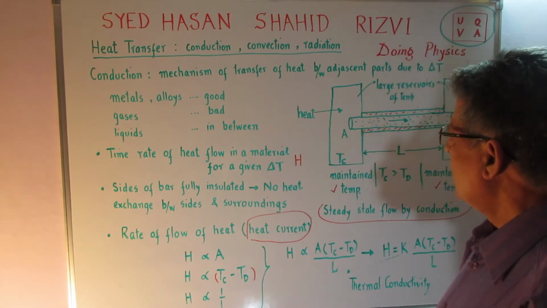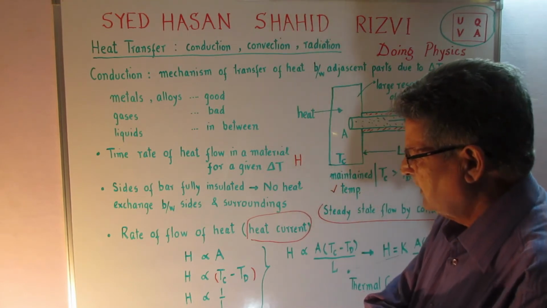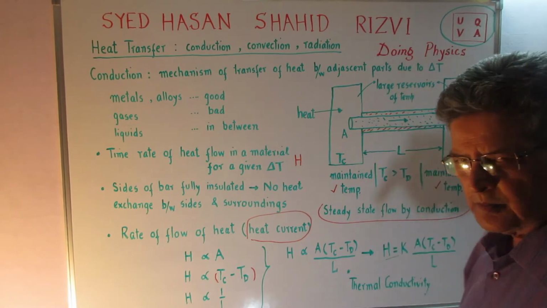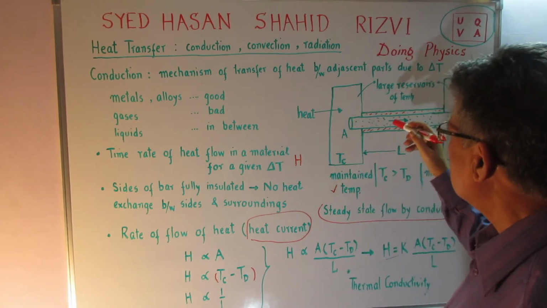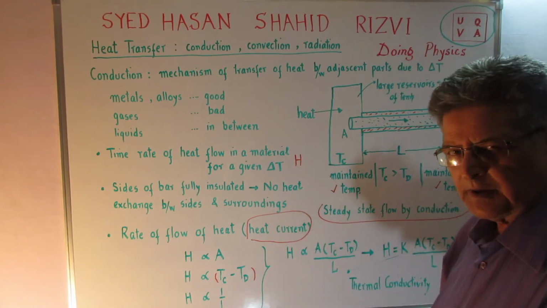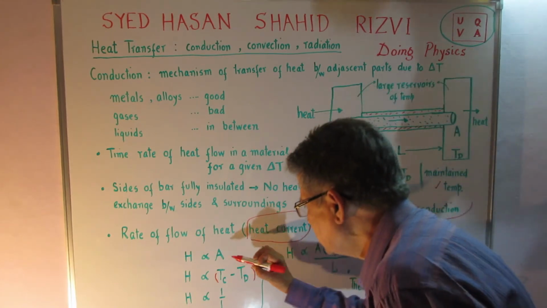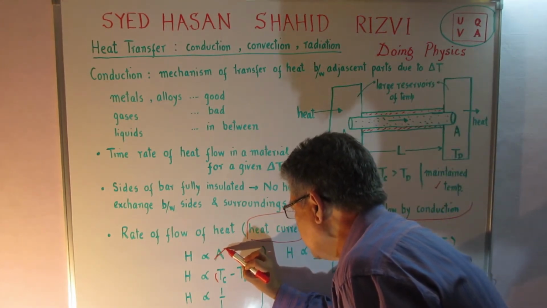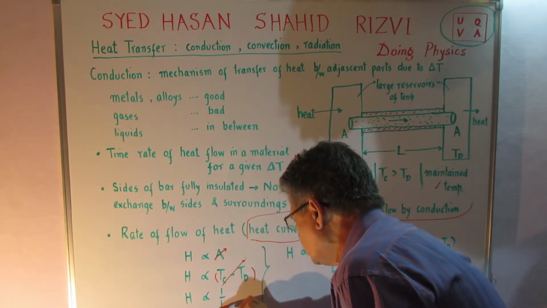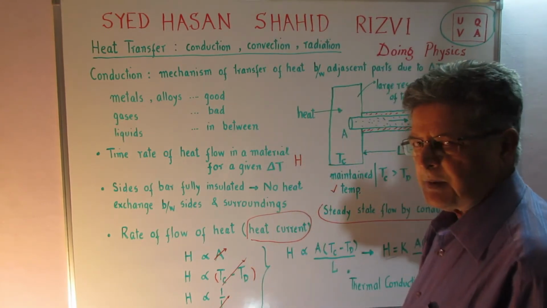Interestingly, it's very simple to imagine that if the length of the rod is less, then there is a quick transfer of heat, and as the length of the rod is increased, the transfer will be less and less. So we find that there is a variable A, there is a variable Tc minus Td, and there is a variable which is L. On these factors, the value of H depends.